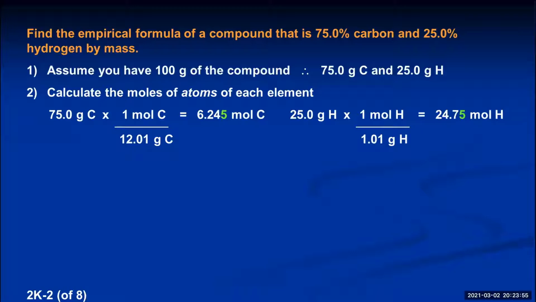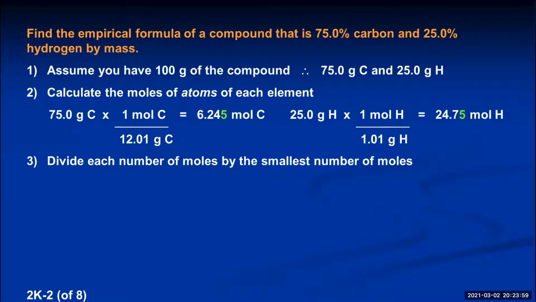But if you look at those two numbers and go, wow, those are decimals, I don't know what the simplest ratio is, here's how you can do it to get the right answer for sure. You take your number of moles and divide each number of moles by whichever one is the smallest number. And out of the two values, 6.245 moles of carbon and 24.75 moles of hydrogen, the 6.245 is smallest.